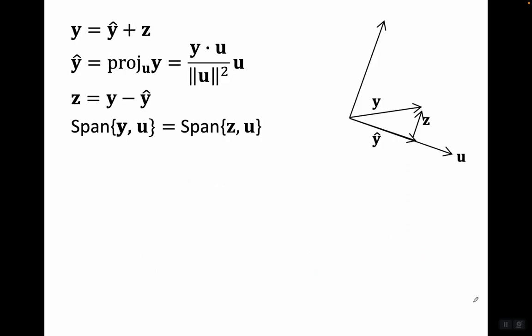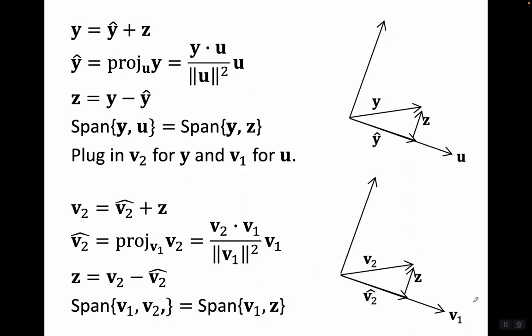Okay, so here's what we had on the previous slide. Let's plug in V2 for y and V1 for u. So we're going to apply the previous principle. We have V2 is V2 hat plus z, where V2 hat is the projection of V2 onto V1. Here's the formula for that. And z would then be V2 minus V2 hat, so that the span of V1 and V2 is going to be the same as the span of V1 and z. This is so tricky and complicated.